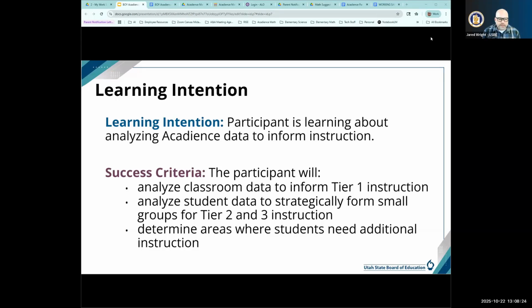Another success criteria is to be able to look at student data and then decide whether or not students should be put into small groups and what the instruction of those groups might be. And then that also includes the third bullet point: what areas or skills do students need additional instruction on.